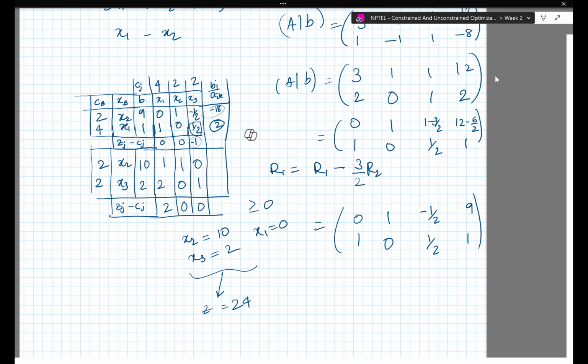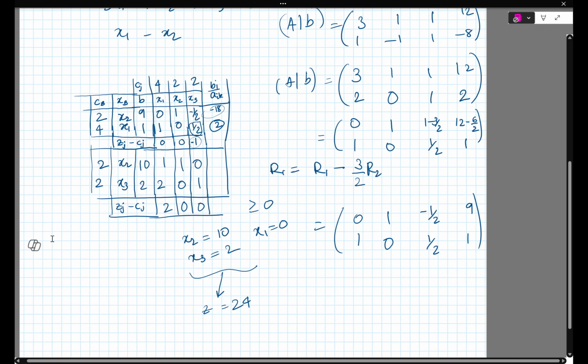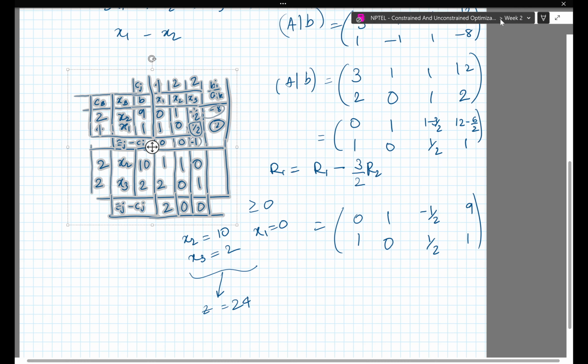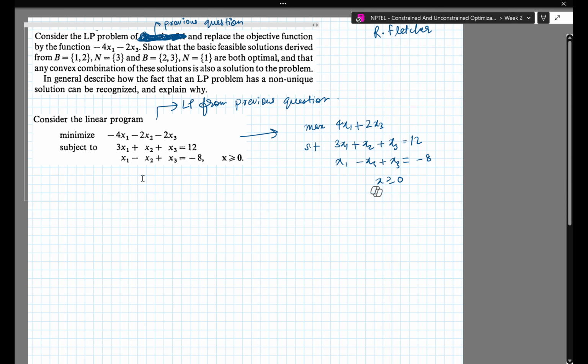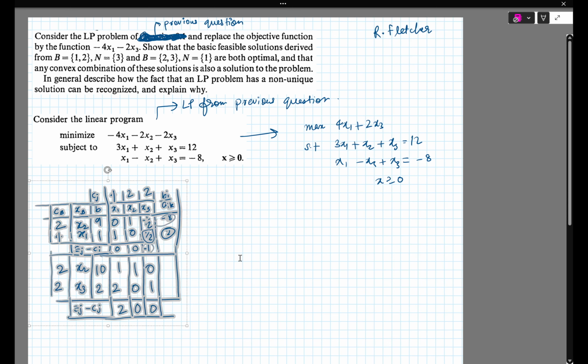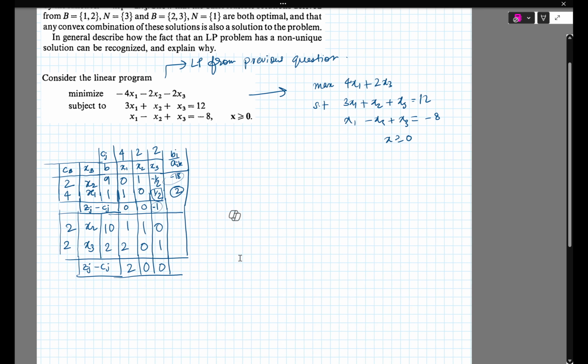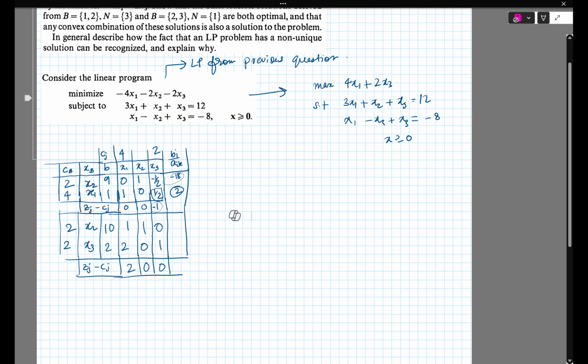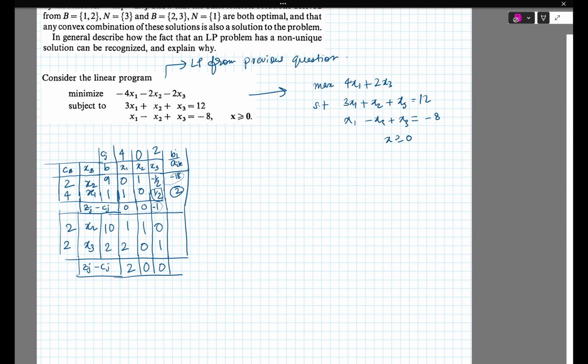So you can just take the table from here. This is 0, right? So I need to change this.